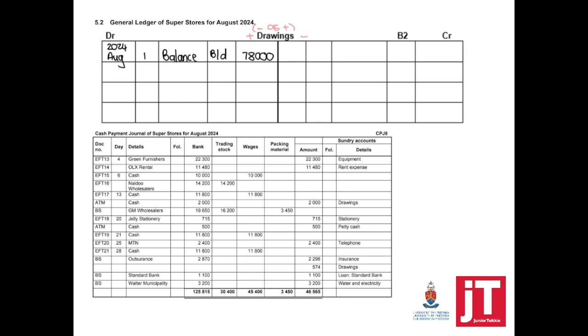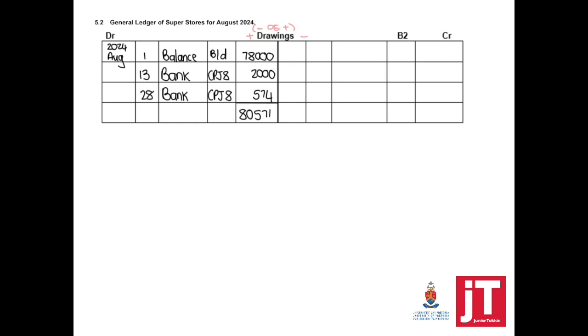Your general ledger must always be in date order. This means we've got 2 transactions, and the first one is on day 13. From the CPJ, my details is always bank, 2000. And then on day 28, 574. Once we've posted from the journals, we can balance this account.